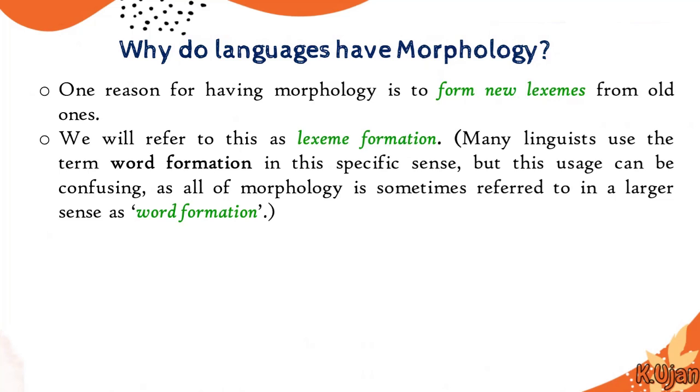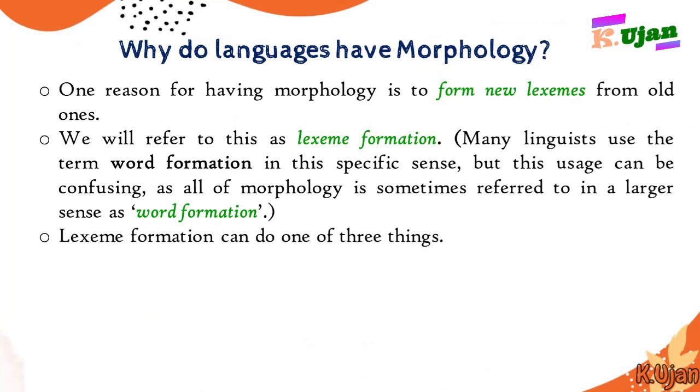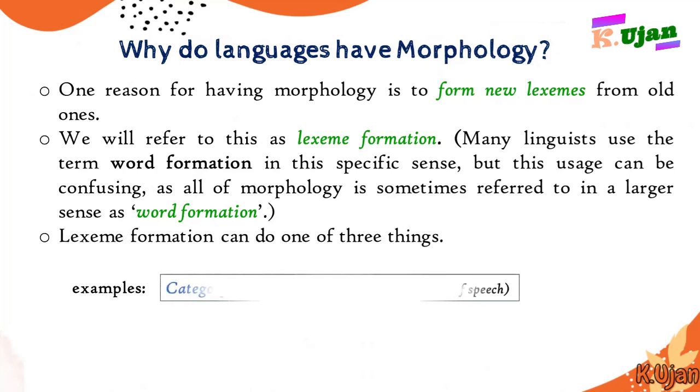Many linguists use the term word formation in this specific sense, but this usage can be confusing, as all of morphology is sometimes referred to in a larger sense as word formation. So lexeme formation sometimes may be confusing. Let's talk about it like word formation, how words are formed in a language, because words also have meaning. So lexeme formation can do one of three things.